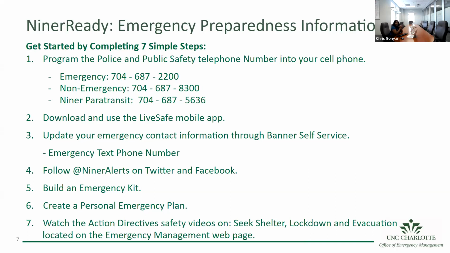And we know that text is the fastest way to communicate. You might receive an email and not even notice that you have that notification on your phone. So we definitely want to make sure that your cell phone number is updated in that way. You also can follow Niner Alerts on Twitter or on Facebook so that you're aware. Our emergency notification system is like a multi-service platform. So it is going to push out notifications to several different avenues, and Twitter and Facebook are some of those avenues.